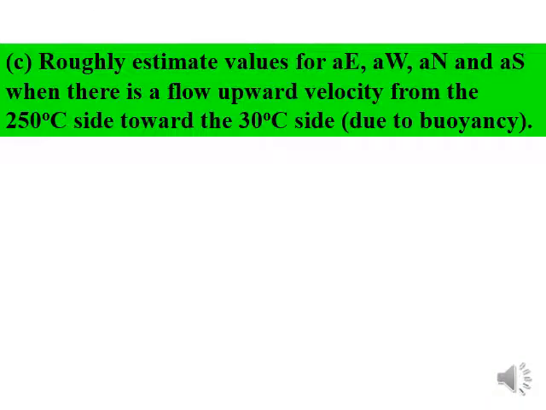And another question is that you have to estimate values for the neighboring coefficients AE, AW, AN, and AS when there is a flow upward velocity from the top, from the bottom, so that you have boiling. So due to buoyancy, when you change the liquid into vapor, its density is going to decrease, so that it will be lighter, it will come upward, so that there is an assisting motion to conduction. So is this going to change the relative contributions of my neighboring elements?